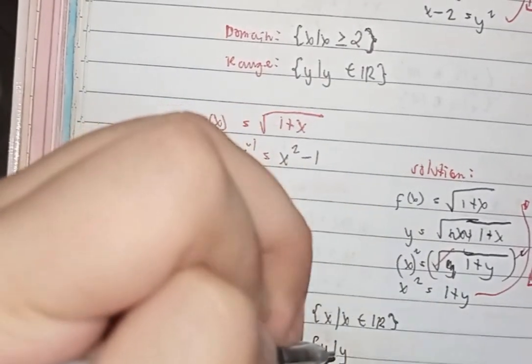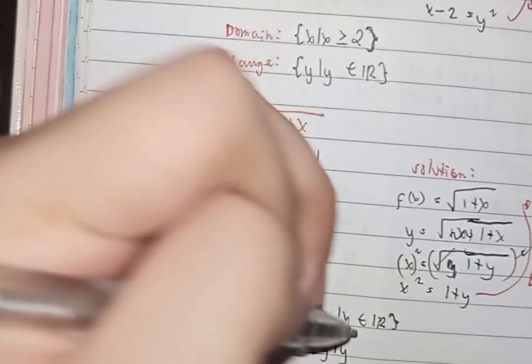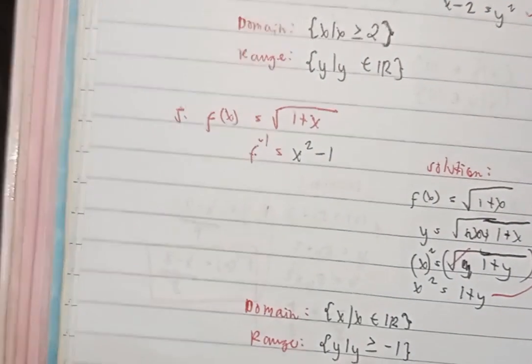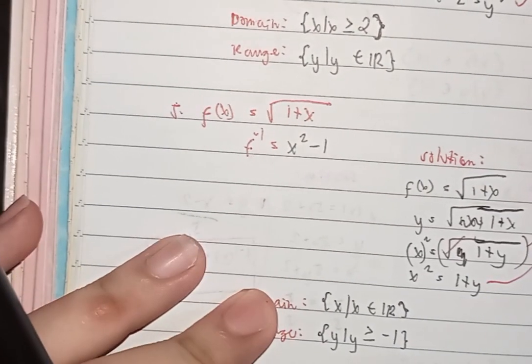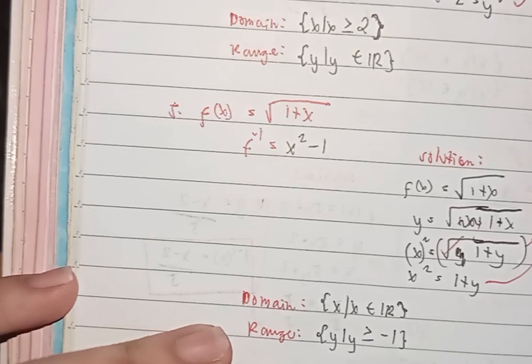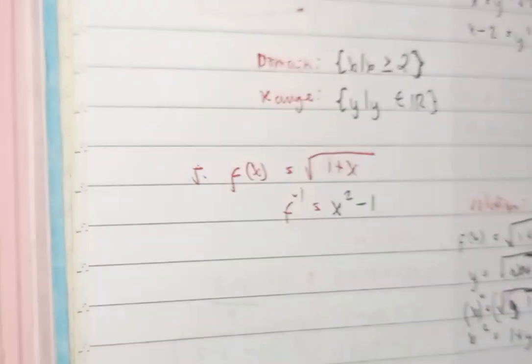So, ang kanyang domain ay x such that x is an element of all real number. And yung katulad nga lang sa number 4, yung range ay y such that y is greater than or equal to negative 1. Yung kanyang constant. Tama ba? Oo, constant. So, ayun.